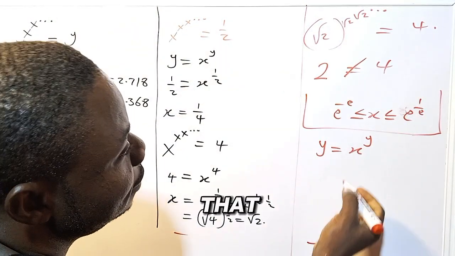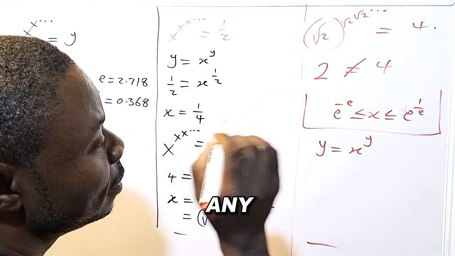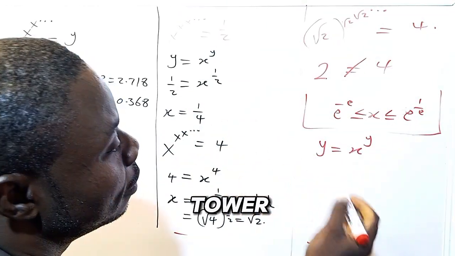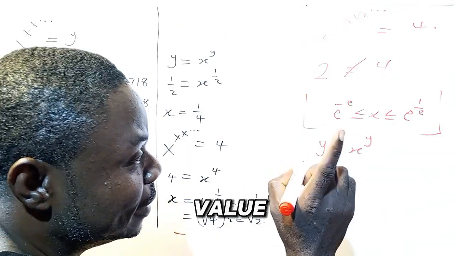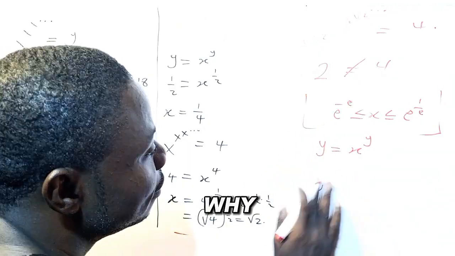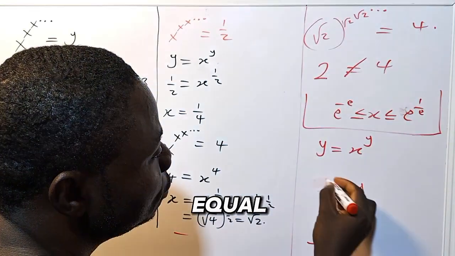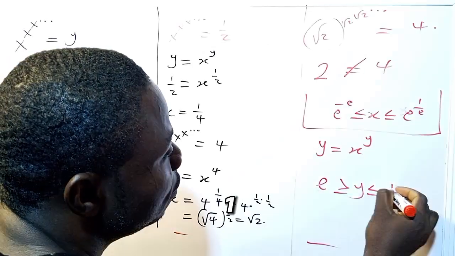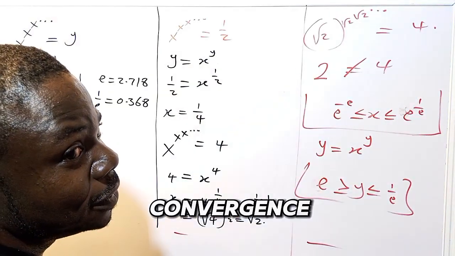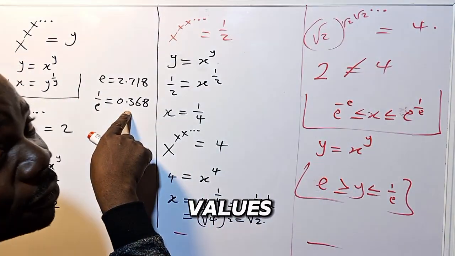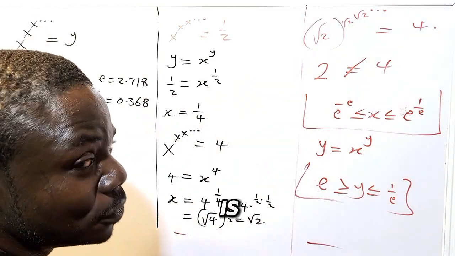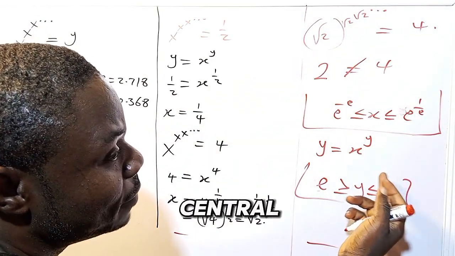The hidden rule is that any infinite power tower must have a value inside. That is y greater than or equal to e or less than or equal to 1 over e. There must be a convergence. So the value must be inside these values. Without that, there is no solution. That is the central message of this subject.